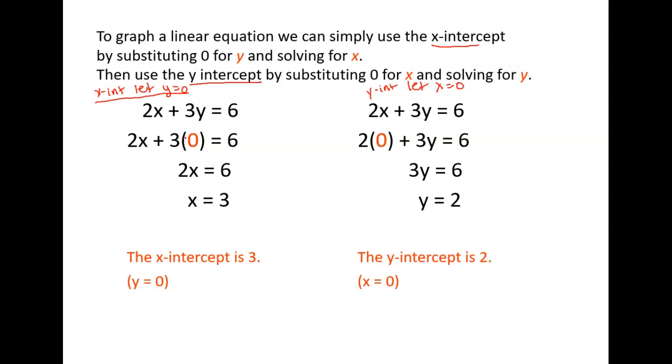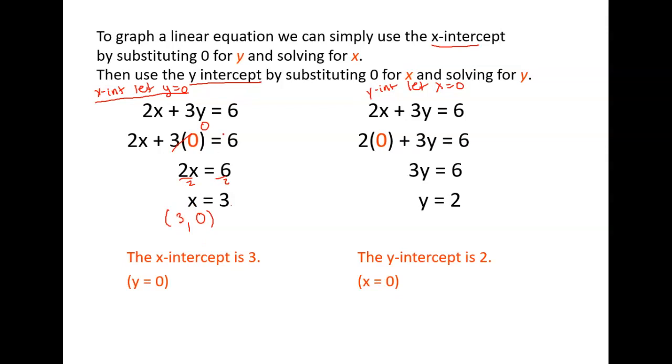So the y was here. So wherever there's a y, I'm putting 0 in. This becomes a 0, right? So I'm left with 2x equals 6, and to solve for x, I divide both sides by 2, so x equals 3. So that means my x is 3, right? Because I let my y equal 0 in this case. So instead of subbing all of my x values in, I did something different.